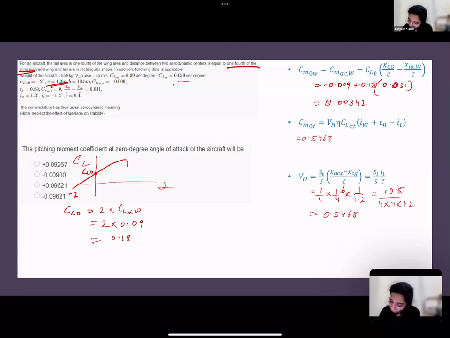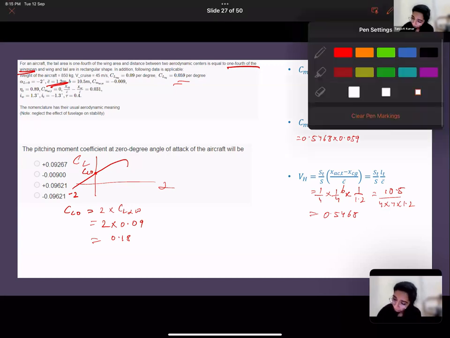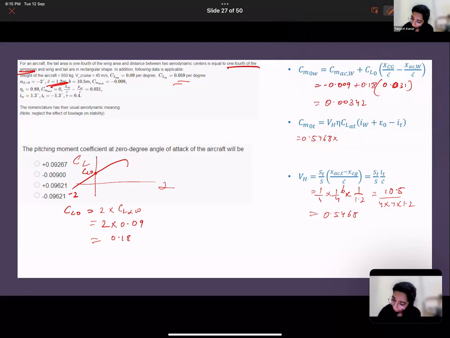Cl alpha of the tail, it's given to you. 0.059. Eta is 0.89. Let me write that in sequence. 0.89, 0.059, wing setting angle 1.3, epsilon naught.